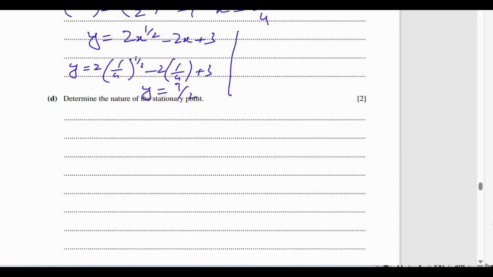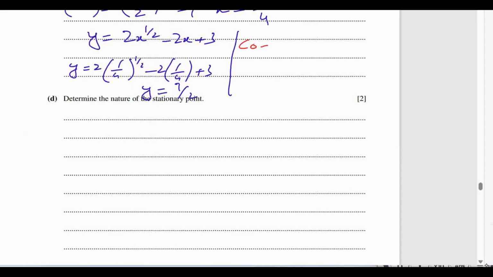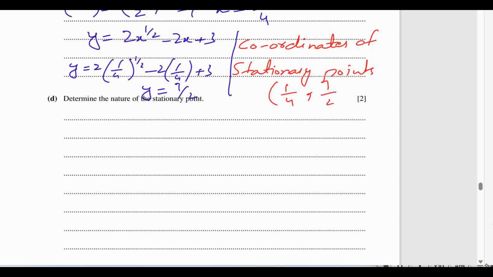So we can write it as coordinates of stationary points will be equals to x is 1 by 4 and y is 7 by 2. So this will be the final answer. I hope that the concept is clear. Let's move to the part D.